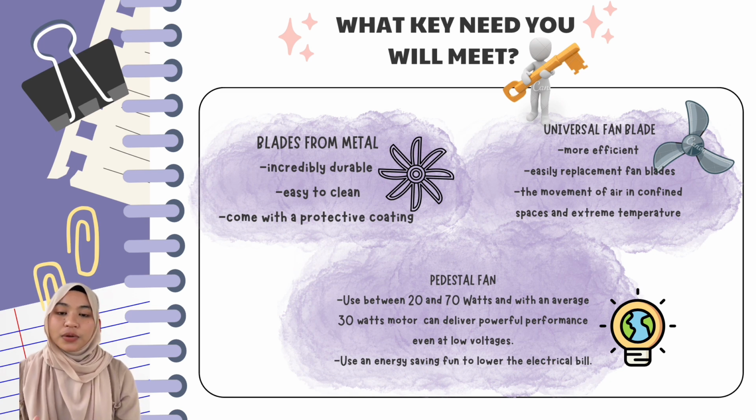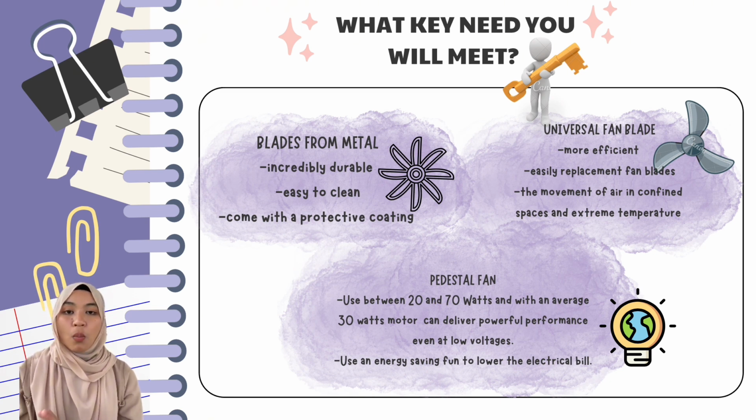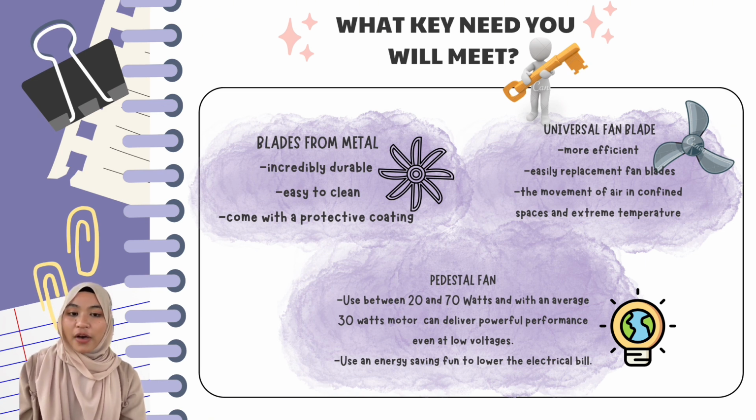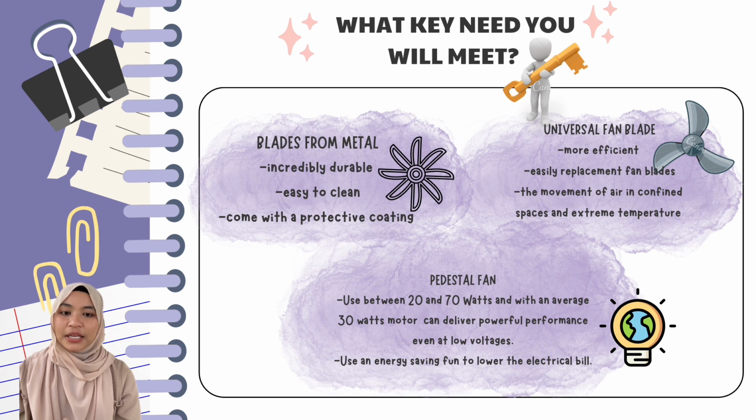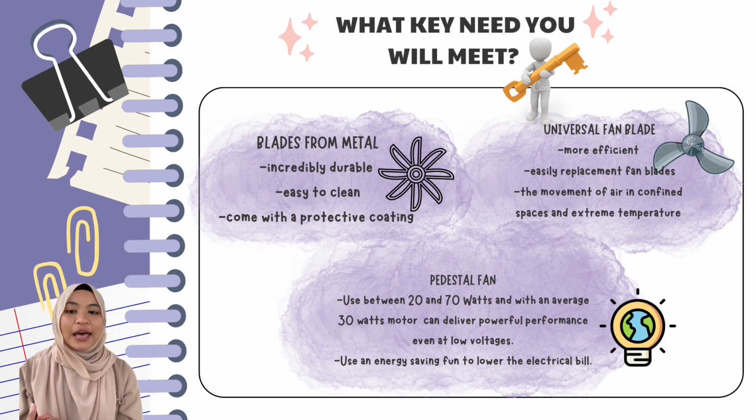The second one is universal fan blades, which are more efficient because they make a very important contribution to improving the overall efficiency of the engine. The movement of air is also possible in confined spaces and in extreme temperature environments, which means it can be used for both heating and cooling purposes.